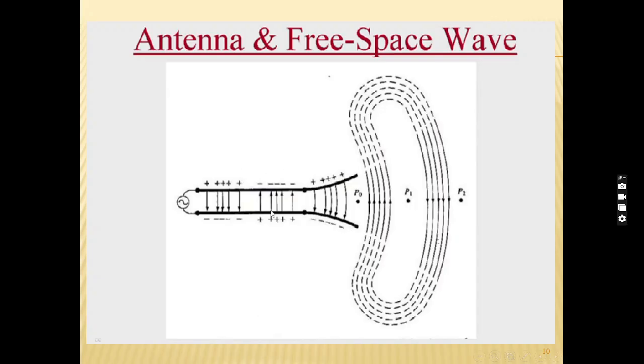So here is the source section, this is the transmission line section, and this is the actual antenna part, which converts these guided electrical signals into free space waves. These are nothing but the radiated free space waves that are obtained from this antenna structure.